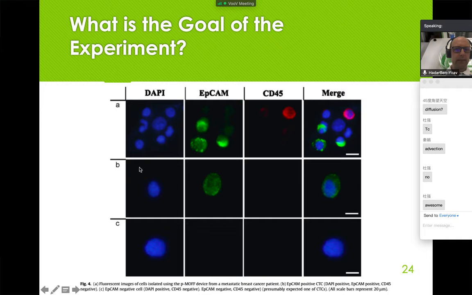Then as a control, they flowed only CTCs, not the blood from the patient. And what they saw, they recognized one cell, and it was EpCAM positive. Mind you, EpCAM labels cancer cells, and indeed it was positive for the cancer cells, so the CTC arrived at the right outlet.